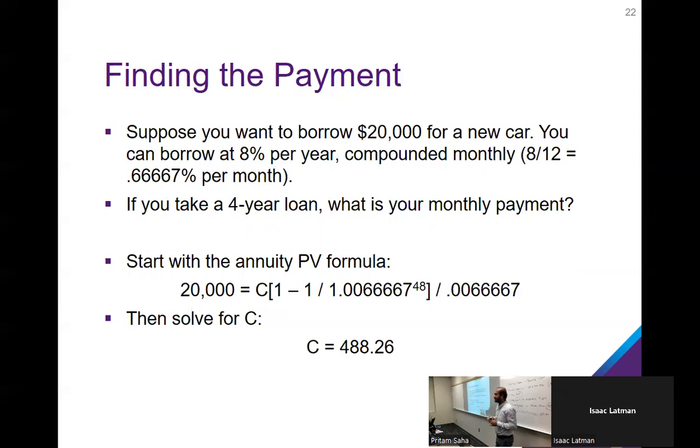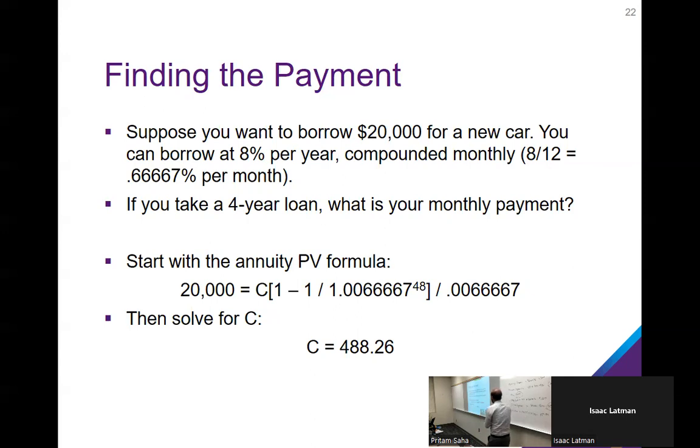Convert to monthly rate, right? 8 divided by 12, so that's the monthly rate. If you take a 4-year loan, what is the monthly payment? Very basic. Same 5 parameters. If we know N, the interest, the present value, and the future value is 0, calculate the payment. That's one way of doing so.